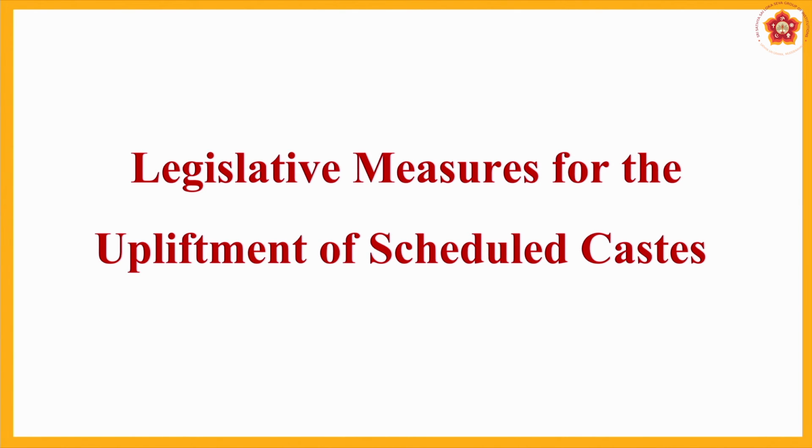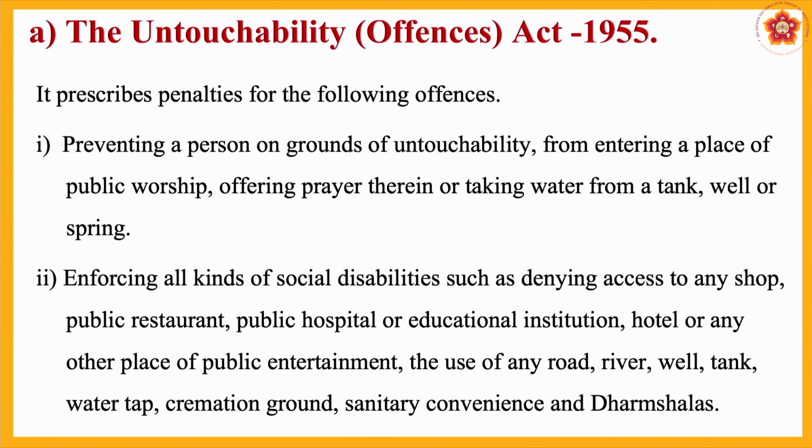Now, let us look into the legislative measures for the upliftment of the Scheduled Castes. Legislative measures mean laws that are aimed towards the upliftment of Scheduled Castes by our Constitution. So, the first one was the Untouchability Offences Act, 1955. This prescribes penalties for the following offences. Penalties mean punishment. So, what kind of offences will make one liable for these penalties? What are these offences?